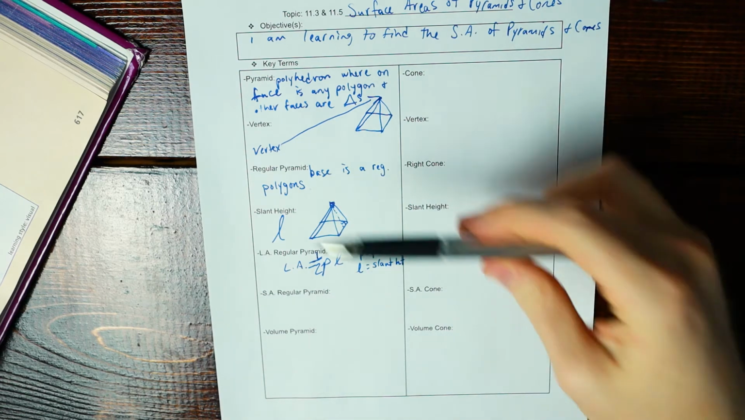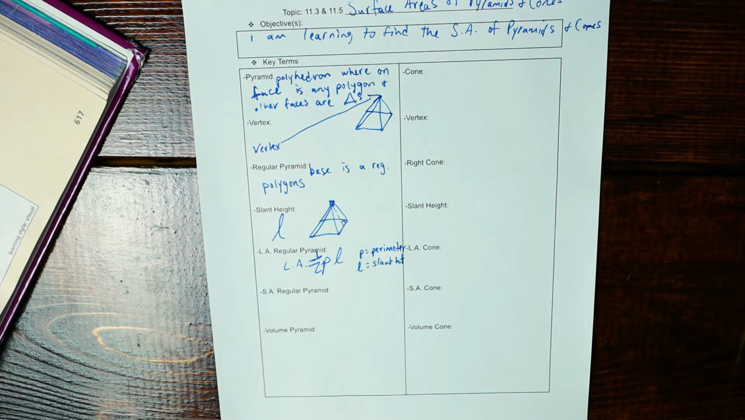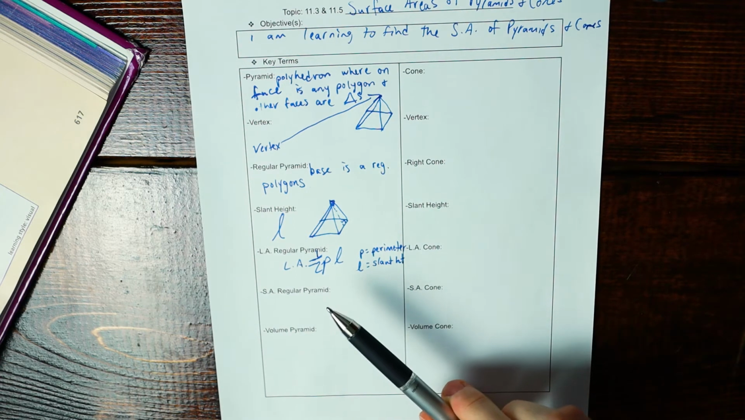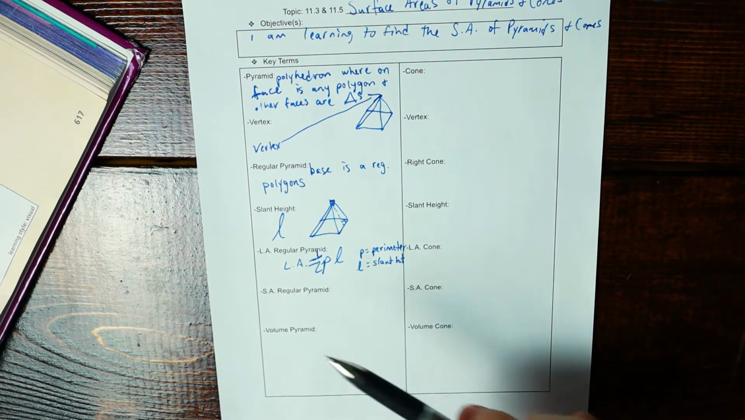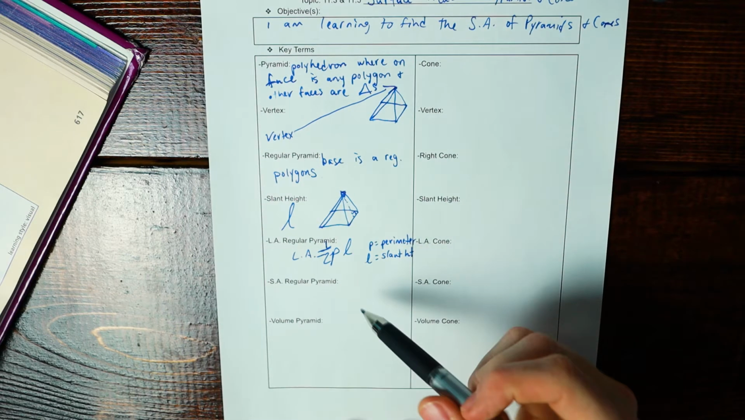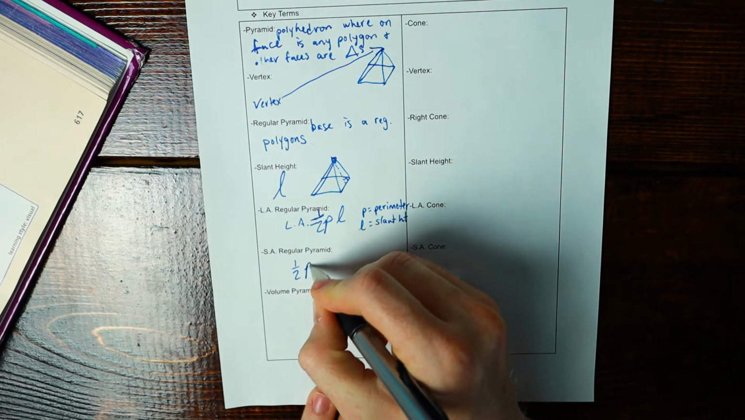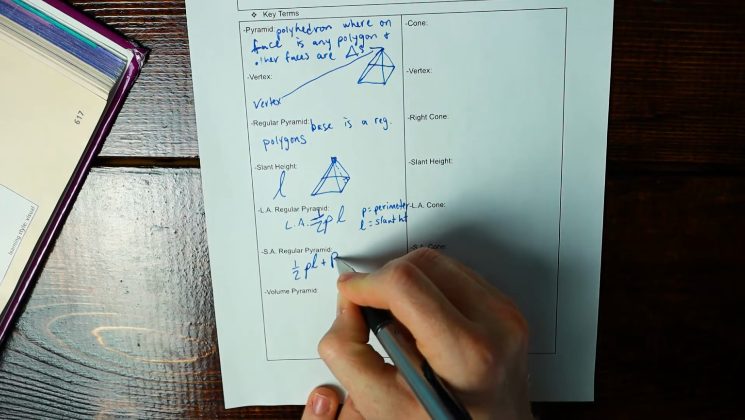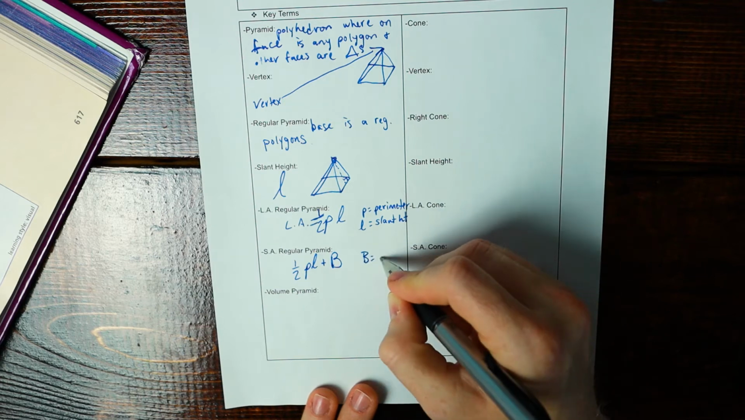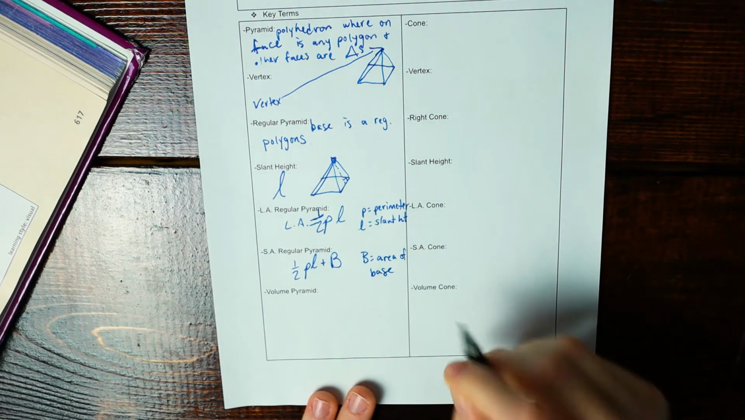What that would be is the triangles along the outside. That would be the area of those triangles added together. And then your surface area would be if you added on the base's area. So that would be 1/2 PL plus the area of the base. B equals area of base. And since it's a pyramid, there's only one base.